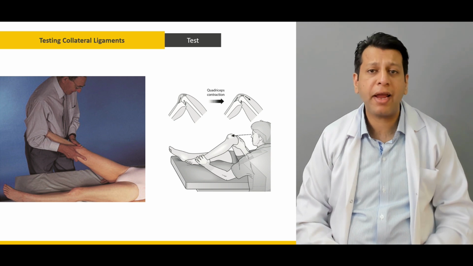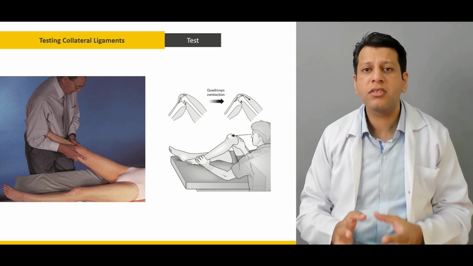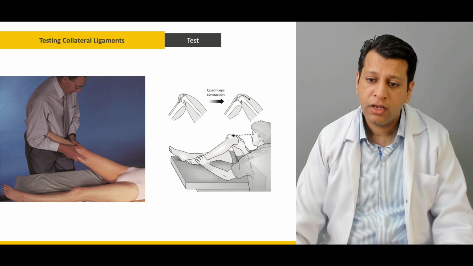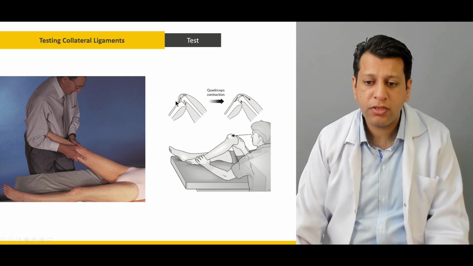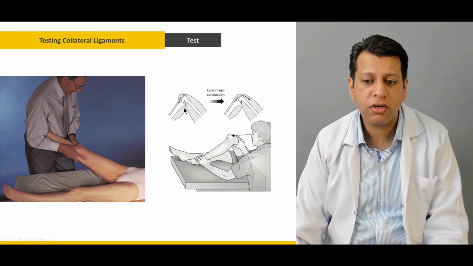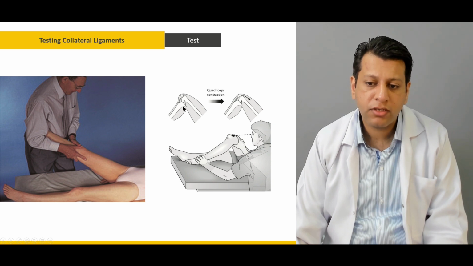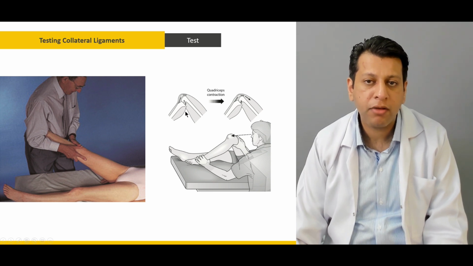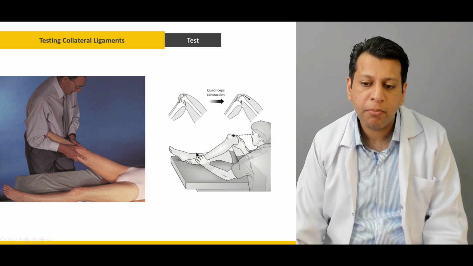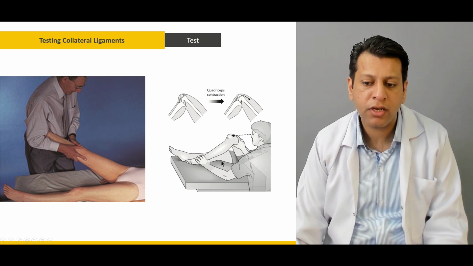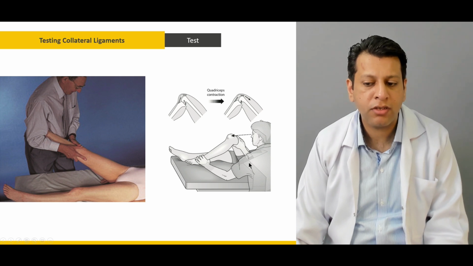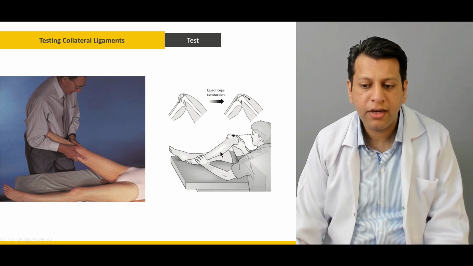Then comes the quadriceps active test. The quadriceps active test is mainly done for PCL injury. As I told you, the PCL prevents the posterior translation of the tibia. If the PCL is injured, the tibia would be sagging posteriorly. The patient is lying supine on the couch with 45 degrees of flexion at the hip joint and 90 degrees of flexion at the knee joint.